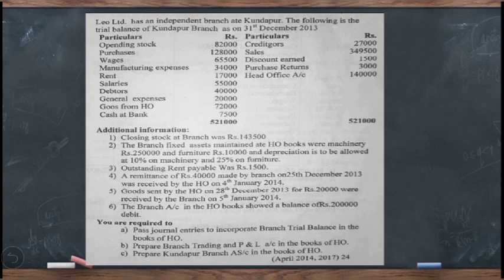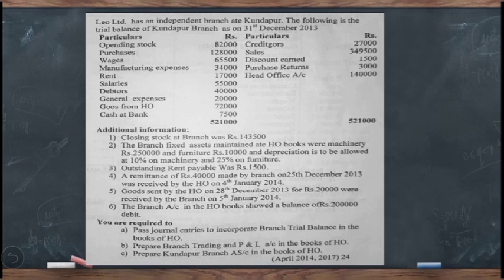Additional information, the first one, closing stock at the branch was 1,43,500. The branch fixed assets maintained at head office books were machinery rupees 2,50,000 and furniture 10,000, and depreciation is to be allowed at 10% on machinery and 25% on furniture. And the third adjustment, outstanding rent payable was rupees 1,500. Fourth one, a remittance of rupees 40,000 made by the branch on 25th December 2013 was received by the head office on 4th January 2014.